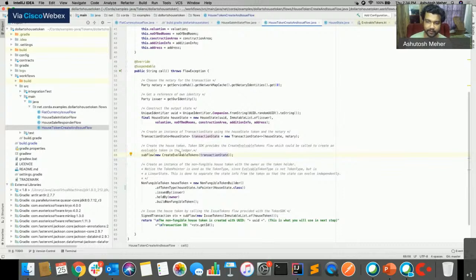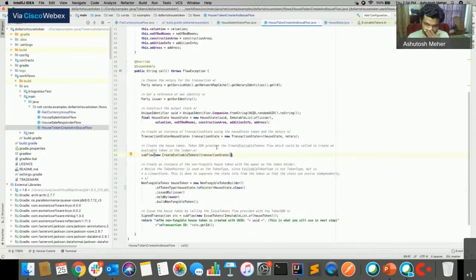For that, the token SDK provides you with something called a create evolvable token flow, which is an inbuilt flow in the token SDK, and you could just use that directly. You don't have to worry about how to select, how to create the transaction and then collect signatures and all this stuff. If you have the correct information on your token, create evolvable token will do it all for you.